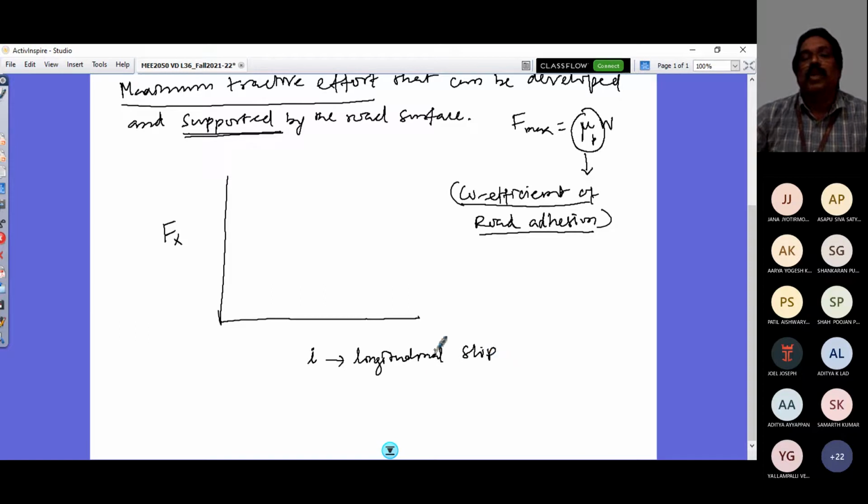Longitudinal slip. You should immediately connect this longitudinal slip to what you have learned in your lateral dynamics, the slip angle. The lateral force developed in case of cornering depends upon the slip angle. That's what we have looked at. It is given by C alpha times alpha, where C alpha is what we call cornering stiffness.